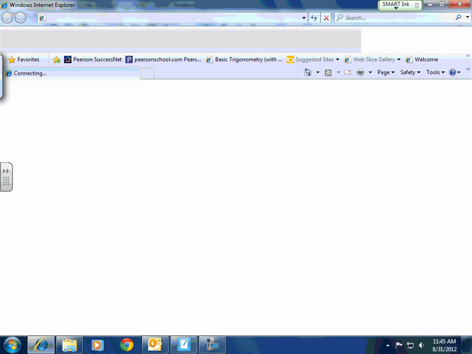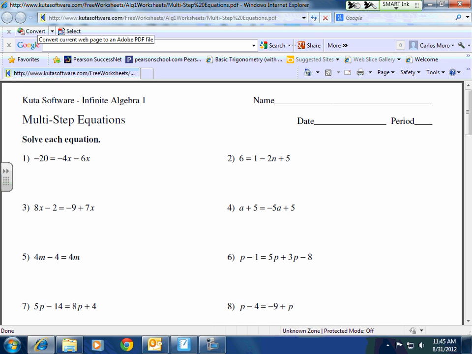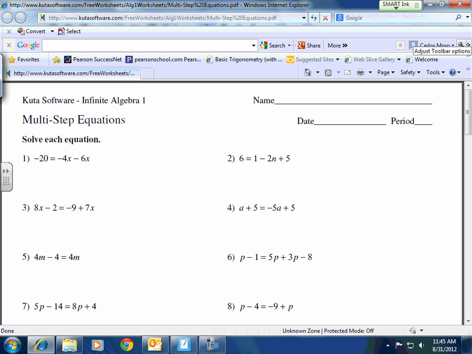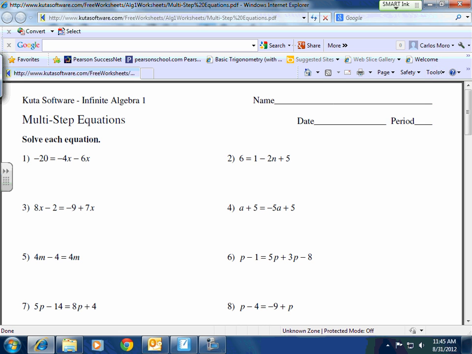Let's practice solving some multi-step equations. All right, let's see what we got here. I've got negative 20 equals negative 4x minus 6. Actually, let's see if I can zoom this a little bit. No, I don't think I can. I do apologize about that, but hopefully you guys can see it. What I'll do is I'll write it out here.